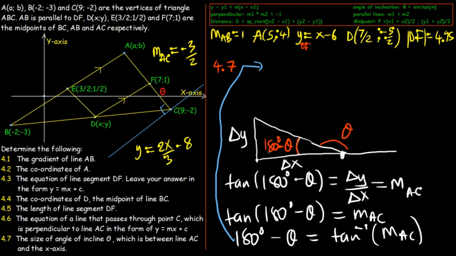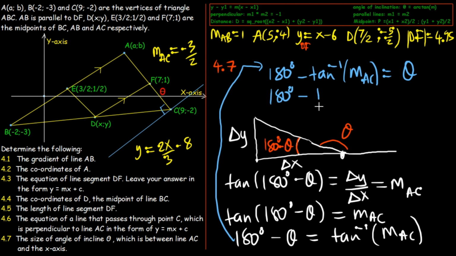So first let's make theta the subject of the formula. We say 180, let's move it to the right hand side of the equation, so we say 180 minus tan inverse of the gradient of the line AC is equal to theta. Now let's determine the gradient of line AC. We saved it here, so we just have to substitute it back. So we say 180 degrees minus tan inverse of -3/2 is equal to theta.